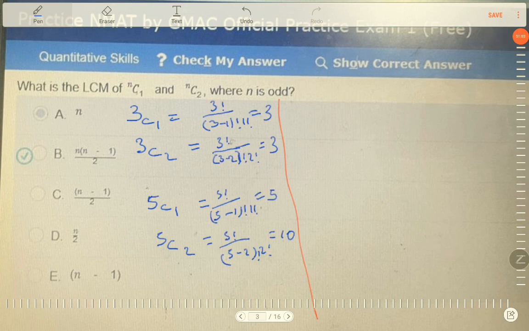So alright, we have all this now. 3 combination 1 is 3, 3 combination 2 is 3, 5 combination 1 is 5, and 5 combination 2 is 10. So if we say that n is 3, does this formula hold? So for n is 3, this A will hold. So let's test for B.